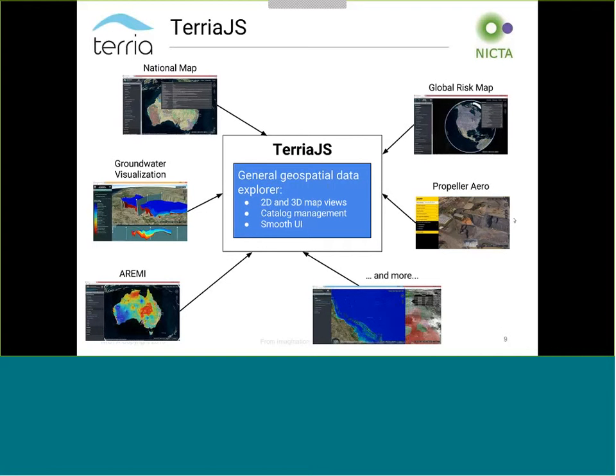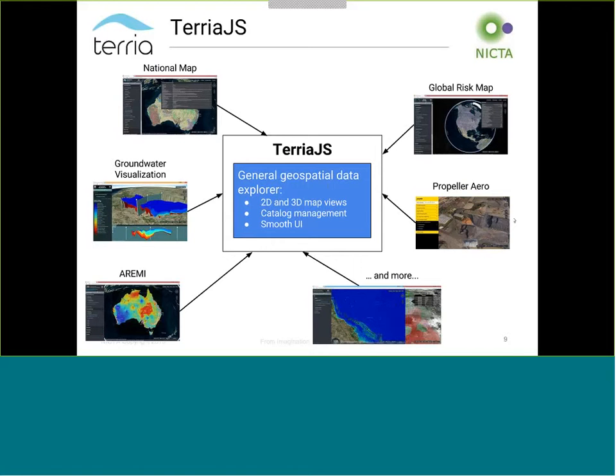So now TerriaJS is used in a large and growing number of applications besides National Map, both within NICTA and some folks outside are using it as well. So there's the groundwater visualization project that allows users to view and understand detailed models of a water table aquifer. There's the REMI project, which is Australian Renewable Energy Mapping Infrastructure. That provides map-based access to Australian spatial data relevant to the renewable energy industry, mostly targeting developers, financiers, and policymakers.